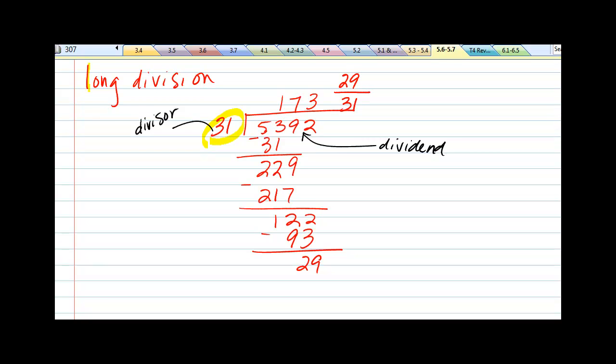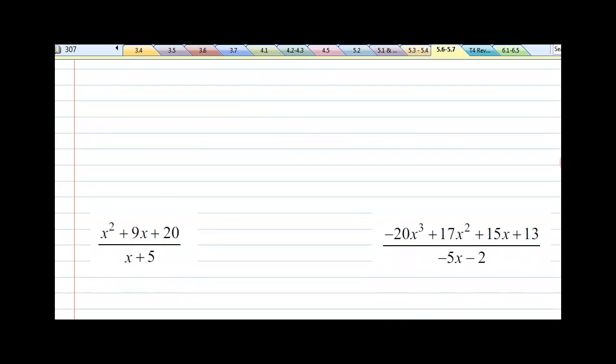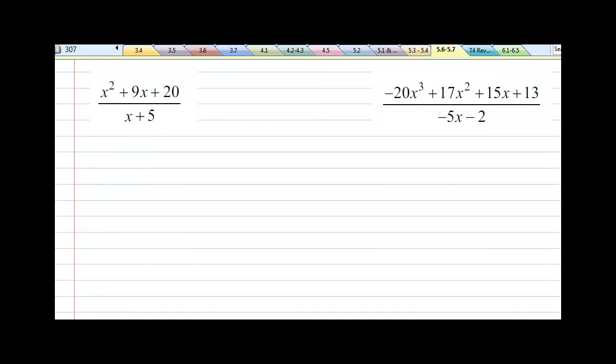So now let's practice doing long division with an actual problem. Here we have the polynomial x squared plus 9x plus 20. I'm dividing it by x plus 5. Notice that I have to use long division in this case because my denominator is not a monomial. There are actually two terms. This is a binomial, so I have to use something other than the technique used in the last lecture.